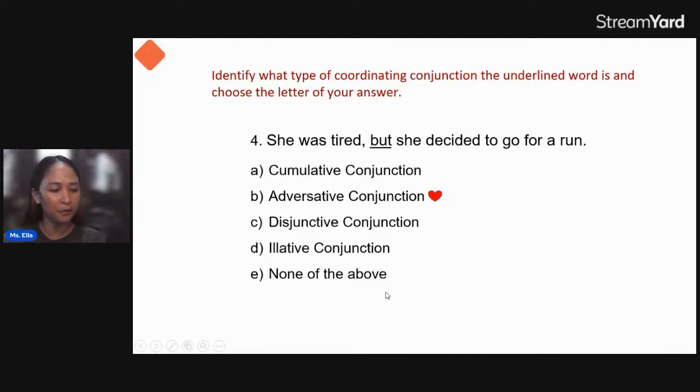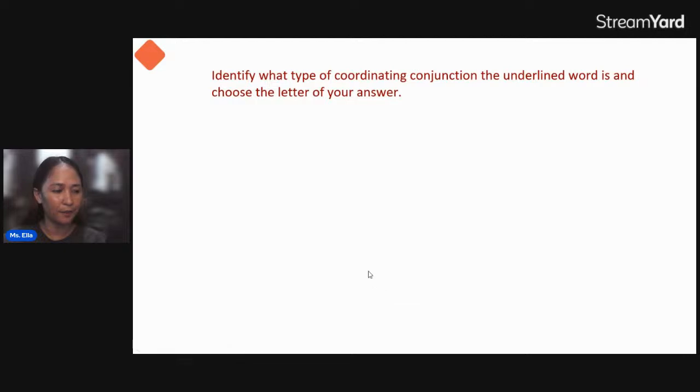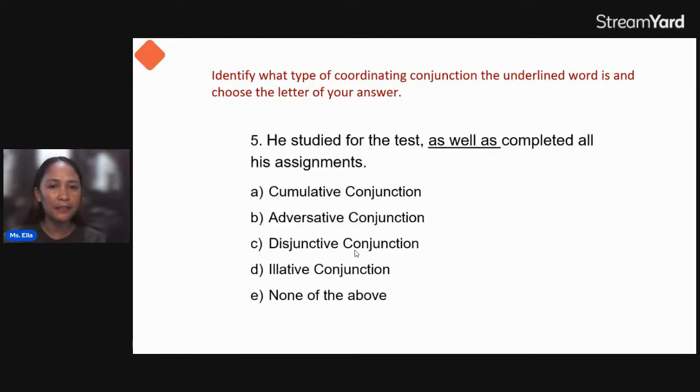Okay, let's continue. Let's have here number five. He studied for the test as well as completed all his assignments. Again, he studied for the test as well as completed all his assignments. Is it A, cumulative conjunction? B, adversative conjunction? D, elative conjunction? Or letter E, none of the above.